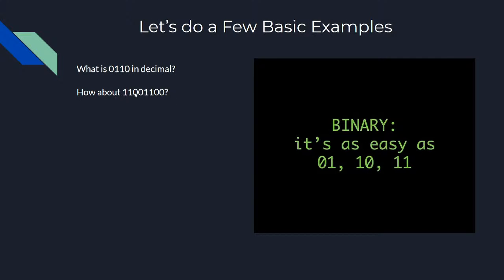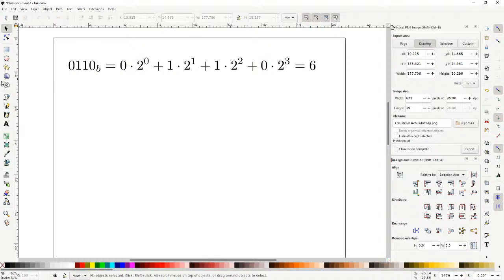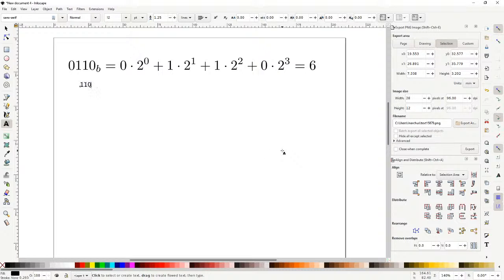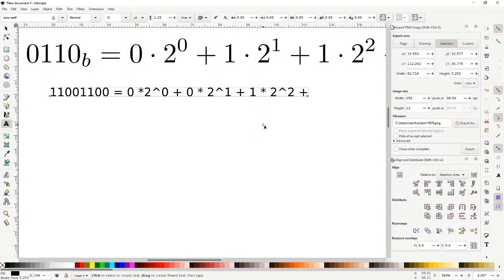So let's do another example. 1100. So basically we have to start reading from this side, right? And we say that this is equal to 0 times 2 to the 0, plus 0 times 2 to the 1, plus, and then finally we get to a 1, 1 times 2 squared, plus 1 times 2 cubed, right?